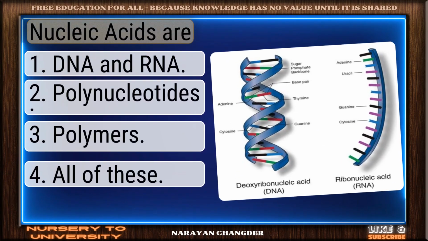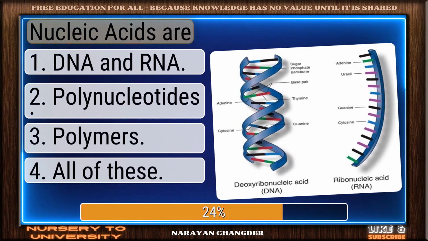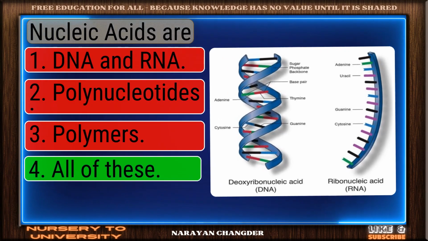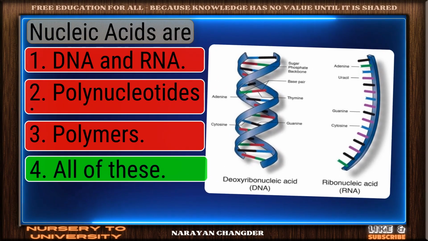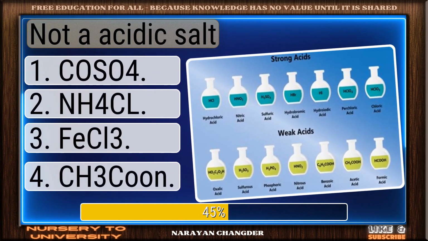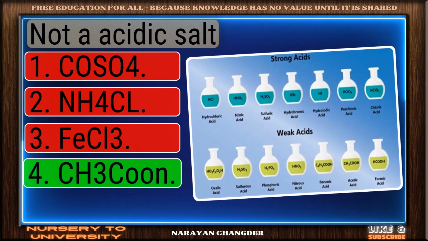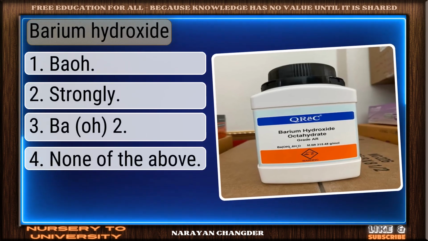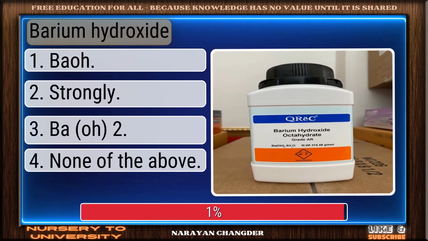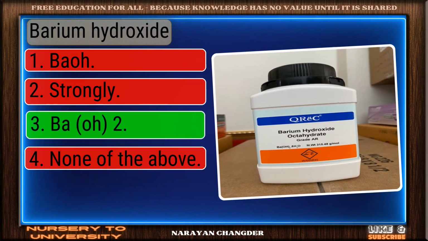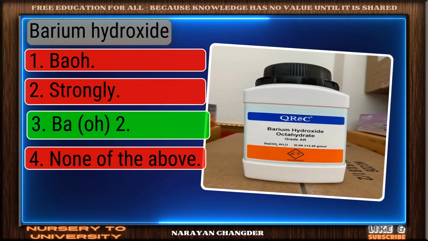Question number 266. Nucleic acids are. Solid response. All of these is a valid choice. Question number 267. Not acidic salt. Smart move. CH3COOK is an accurate answer. Question number 268. Barium hydroxide. Great job. Ba(OH)2 is the accurate answer.